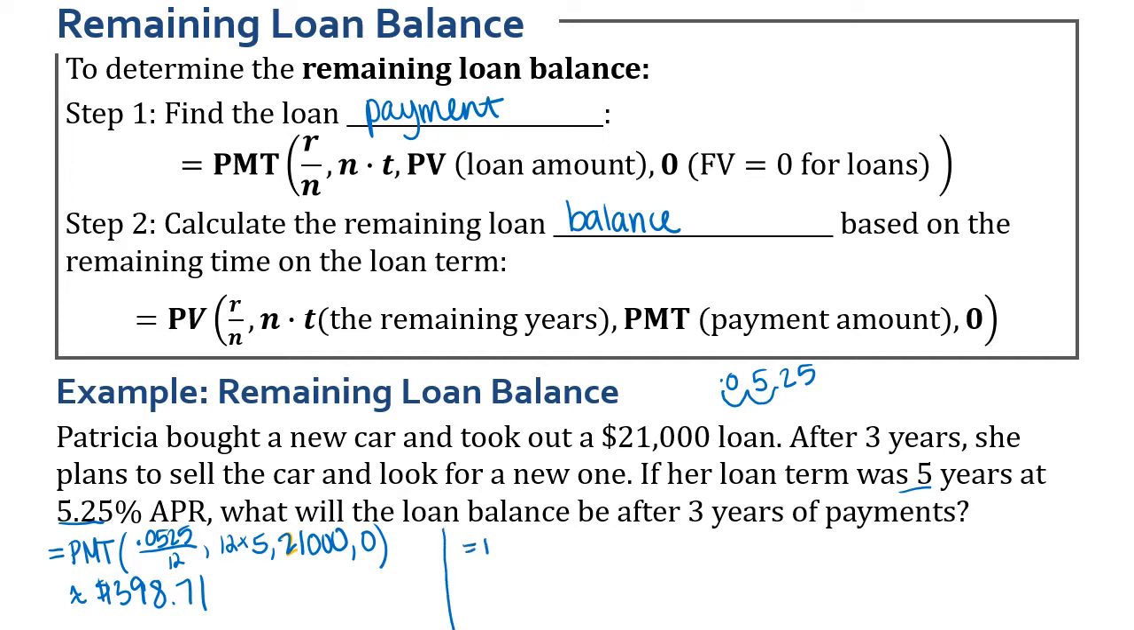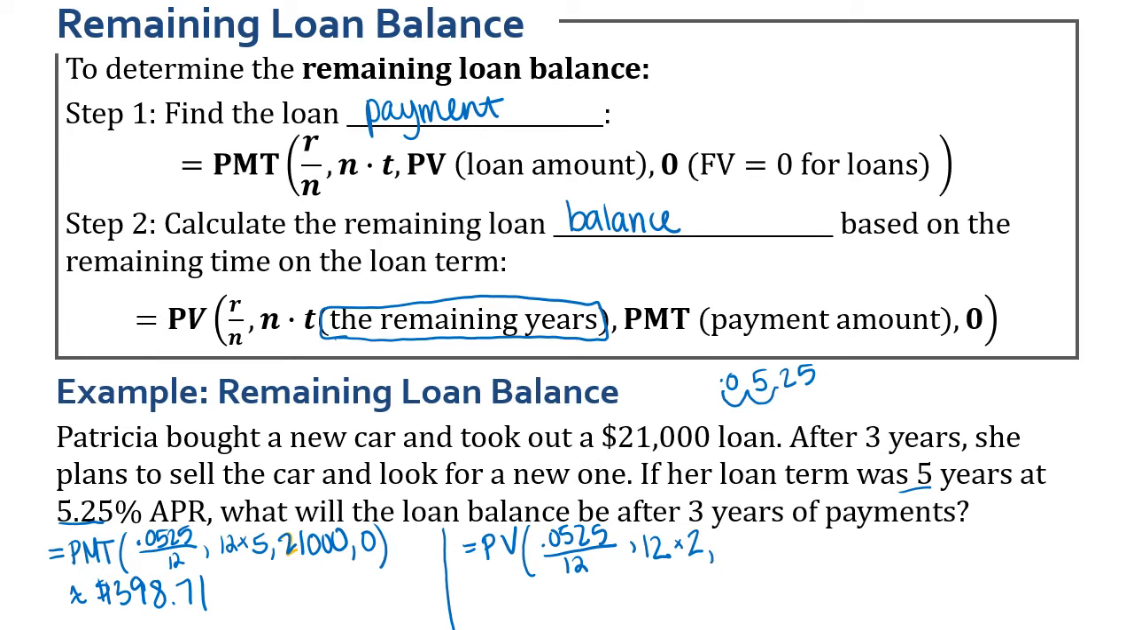If we wanted to figure out what the loan balance is after 3 years of payments, we'll use the PV formula. That's the present value because we want to figure out the present value of the loan after 3 years. So again, to use that formula, it's the rate, 0.0525 divided by N, which is 12 because she's making monthly payments, comma, 12 times T, and that's the tricky thing, the remaining years. We have 2 years left. After 3 years of payments, there's 2 years left on the loan. So I'm trying to figure out for those last 2 years, what will I owe?